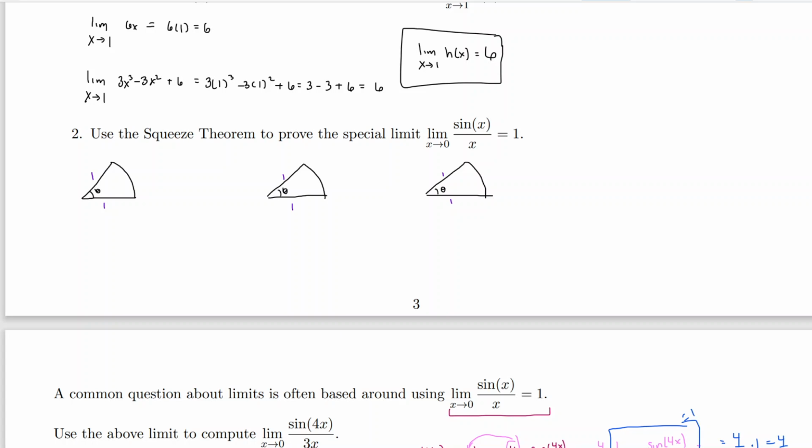Welcome back, everyone. In this video, I will be going over the proof using the squeeze theorem to prove the special limit, the limit as x goes to 0 of sine of x over x equals 1. Really, we're going to use theta because we're going to be dealing with angles, but it's just a replacement for x. You can use x or theta in this formula, and it all works out.